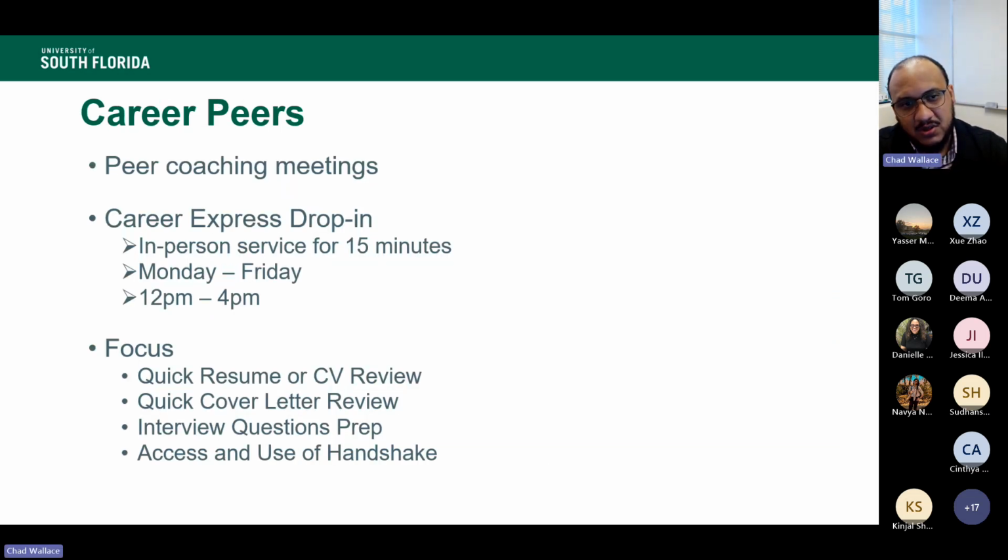We also offer a drop-in service called the Career Express, and this is peer-to-peer coaching. This is where we have our student peers, our student leaders, running our drop-in service. They will be providing services for these particular topics: resume, CV, cover letter review, interview prep, access to using Handshake. Again, it's a 15-minute appointment, drop-in service. No appointment is needed. You just show up.